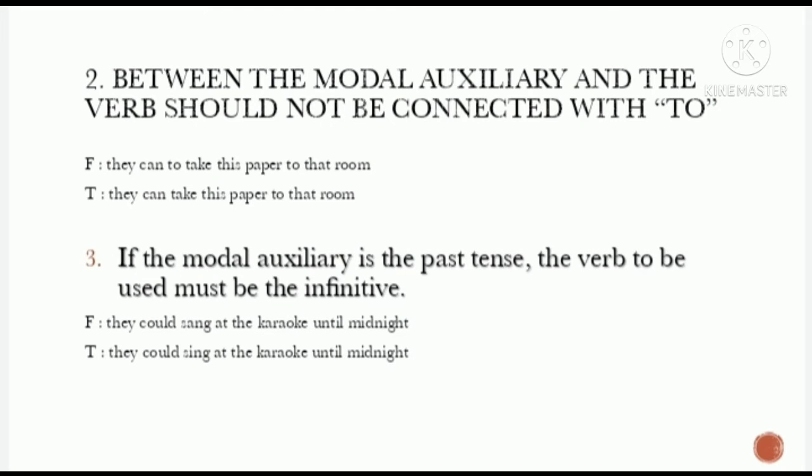Number 2. Between the modal auxiliary and the verb should not be connected with to. Example, "They can to take this paper to that room" is false. And "They can take this paper to that room" is true.